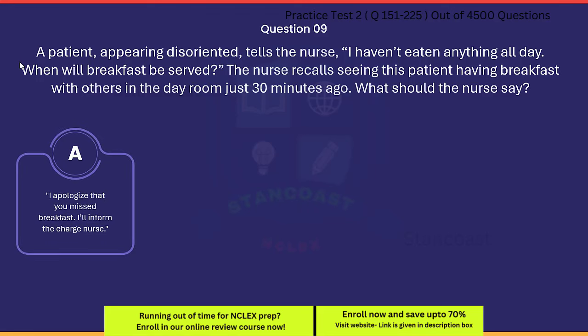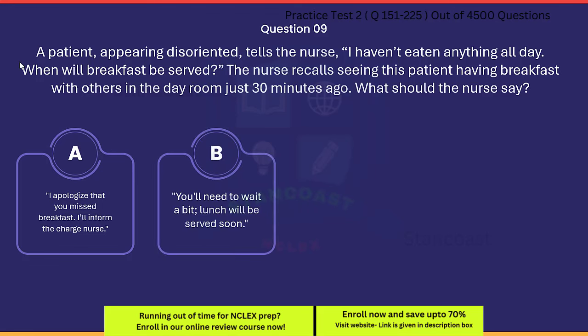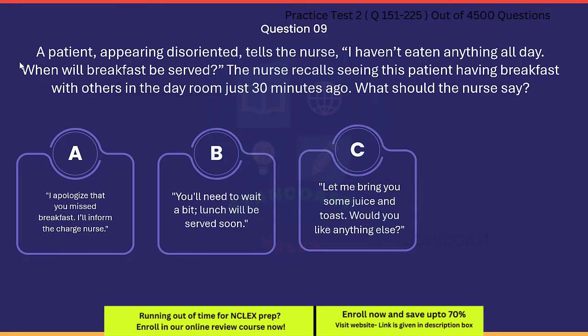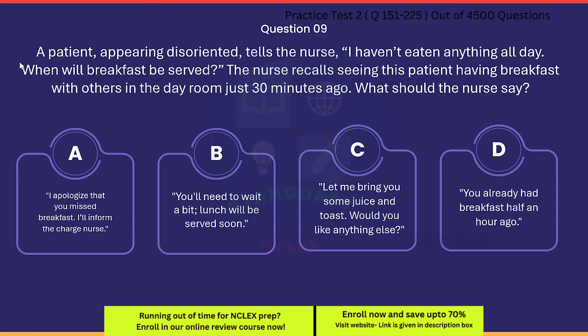A. I apologize that you missed breakfast. I'll inform the charge nurse. B. You'll need to wait a bit. Lunch will be served soon. C. Let me bring you some juice and toast. Would you like anything else? D. You already had breakfast half an hour ago. Consider the best approach to managing a confused patient.